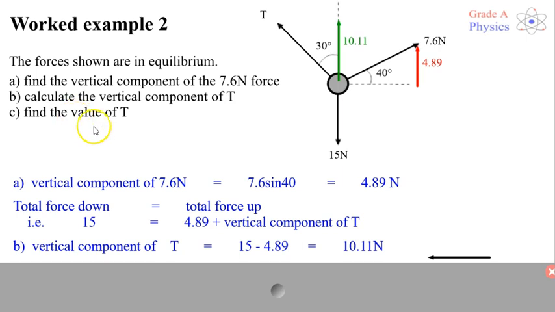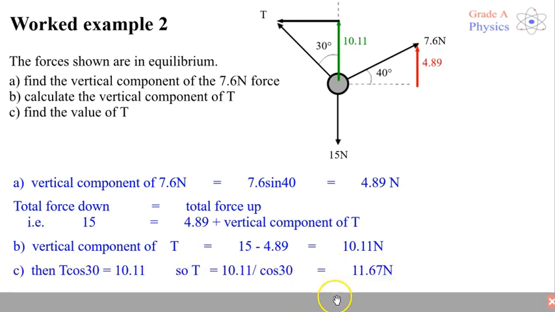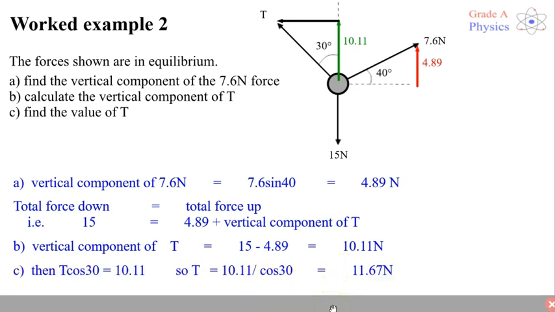Right, so we're nearly there. Now we're trying to do part C. It says find the value of T. Okay, well if I complete my triangle here, I've got a right angle triangle. I can use trigonometry to find T. But we have to be a bit careful. Obviously we've got the adjacent, so we're going to use cosine. But a very common mistake here will be to calculate 10.11 cos 30, which would give us a number smaller than 10.11, which must be incorrect. So we have to be careful with our SOHCAHTOA here.